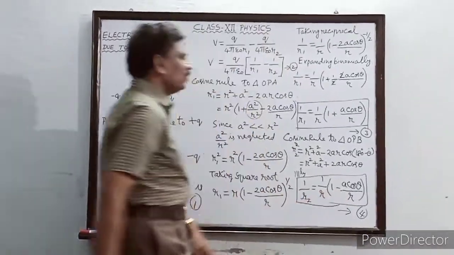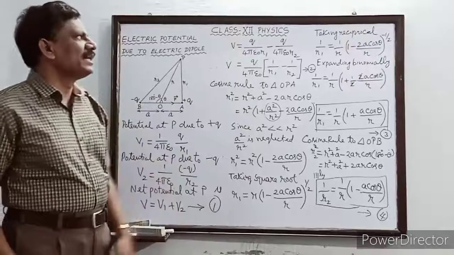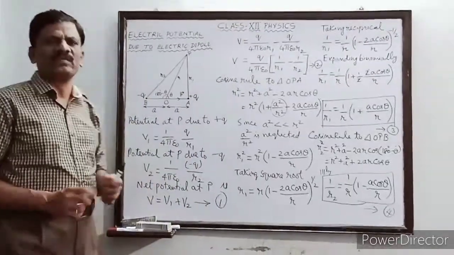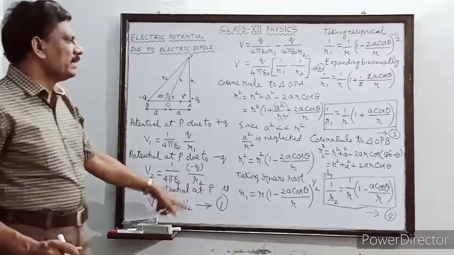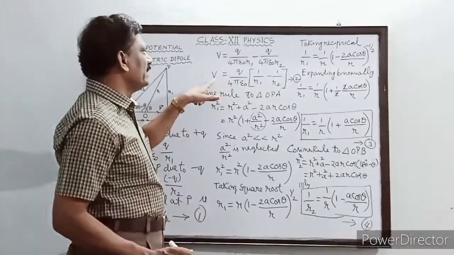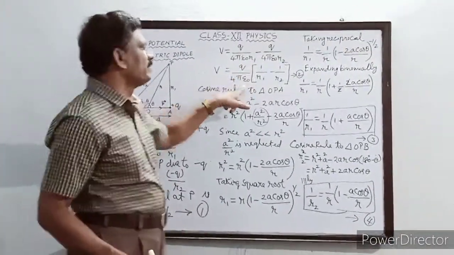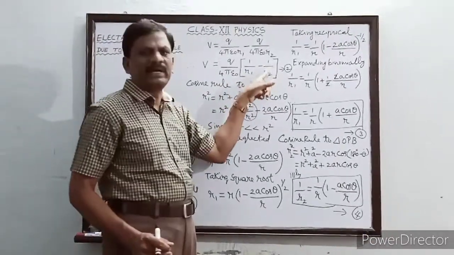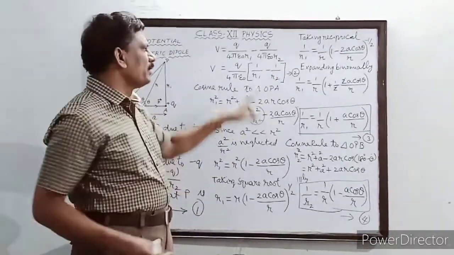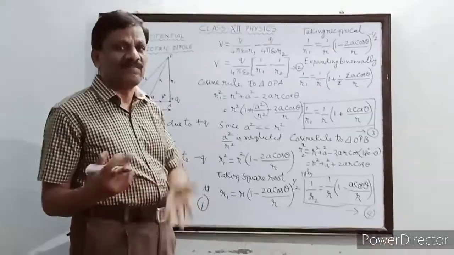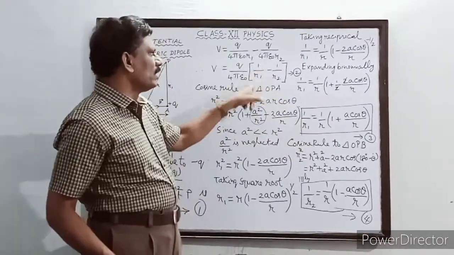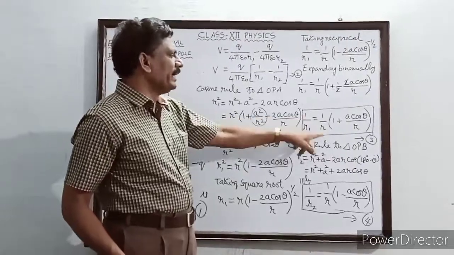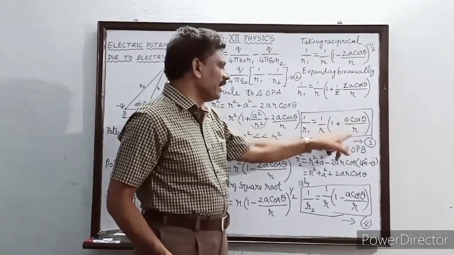Okay, so in this, once again, which are the very important equations you have to remember? The net potential V is equal to V1 plus V2. Then in the second equation, the net potential is equal to Q by 4 pi epsilon naught into 1 by R1 minus 1 by R2. We have to express 1 by R1 and 1 by R2 in terms of 1 by R. So the third equation is what? 1 by R1 is equal to 1 by R into 1 plus A cos theta by R.